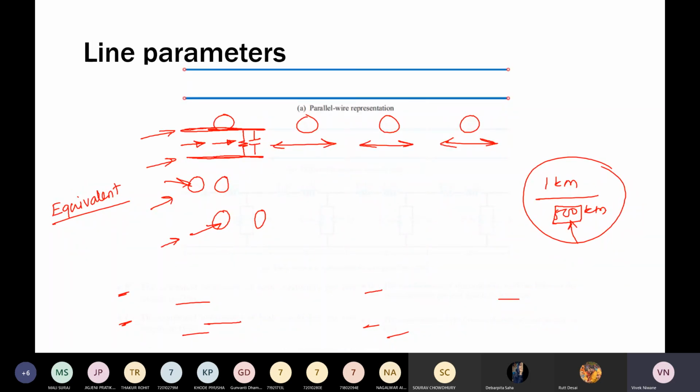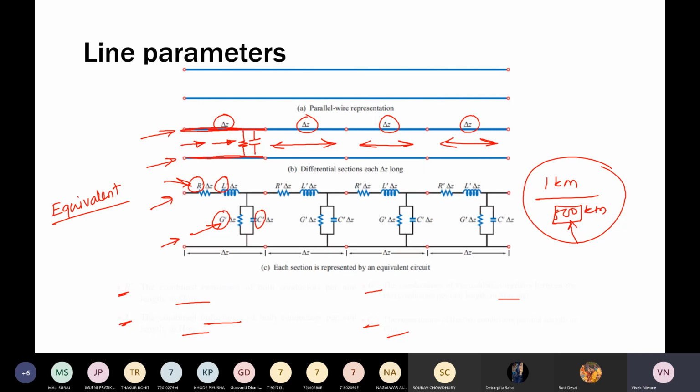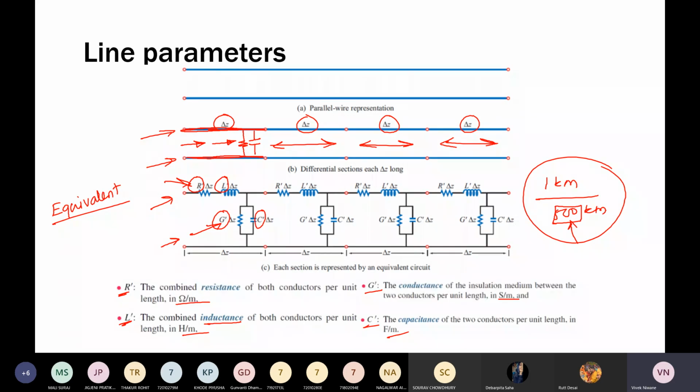Then about line parameters, we considered a parallel wire representation which was broken into differential sections of delta z length, and we observed that each individual section has its own resistance, inductance, capacitance and conductance. So we have its own characteristics and parameters.